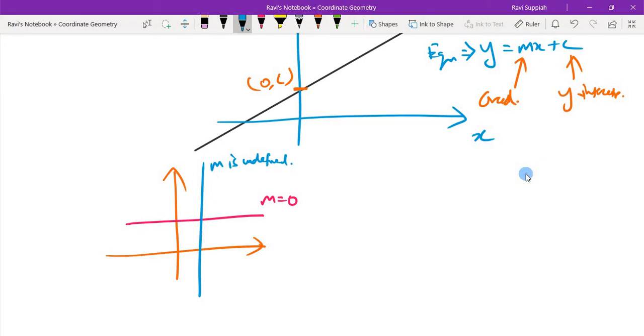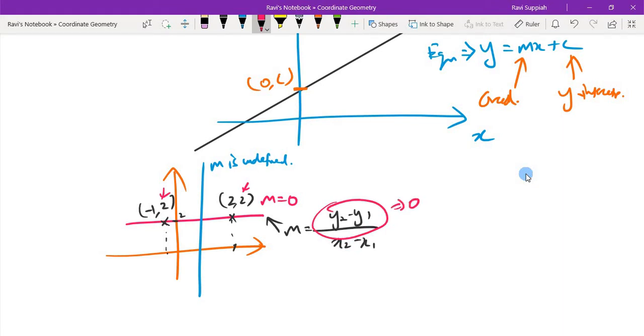Okay, why? Basically you can see in this case that for this example here, if I apply the formula just now, m equals y2 minus y1 over x2 minus x1. In this straight line, if I take for example this point here, and I say that this point is (-1, 2), and if I take this point here, and I say this is (2, 2), what do you see? You will see that both the y values are the same. That means the numerator here will always be equal to 0. So 0 divided by any value will always give you 0.